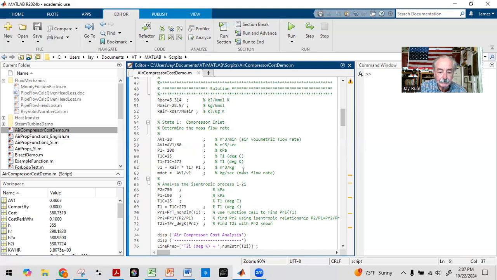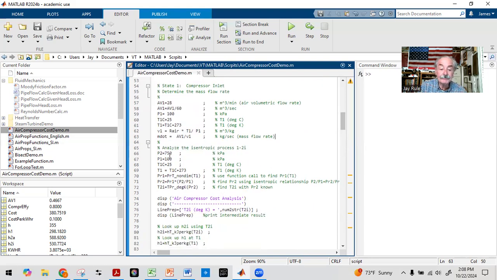All right. So here's V1, specific volume at state 1, RT over P, ideal gas law, in cubic meters per kilogram. So now I can solve for M dot. It's the volumetric flow rate divided by the specific volume, AV1 over V1. So yeah, the selection of variable names sort of makes sense. Okay, so now we've got the mass flow rate, M dot.